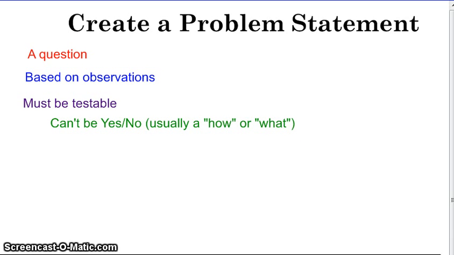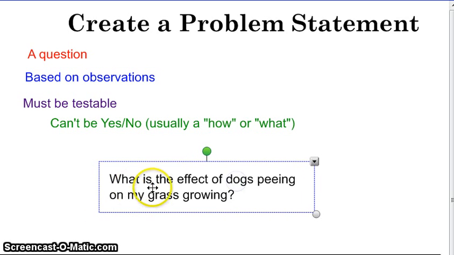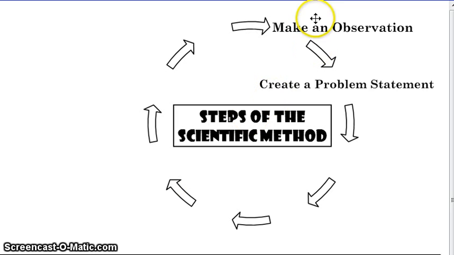So here's an example in the scenario of what was observed. You sort of have an idea of what might be causing those circular dead spots in your yard. In this case you have a dog and you suspect maybe it's where the dog is urinating. So what is the effect of dogs peeing on my grass growing? That's the question you want to answer. Now you may feel like you know the answer. That's not uncommon. You've made an observation, you've created a problem statement.